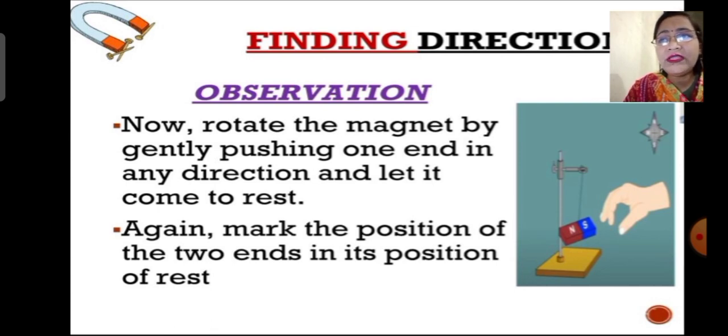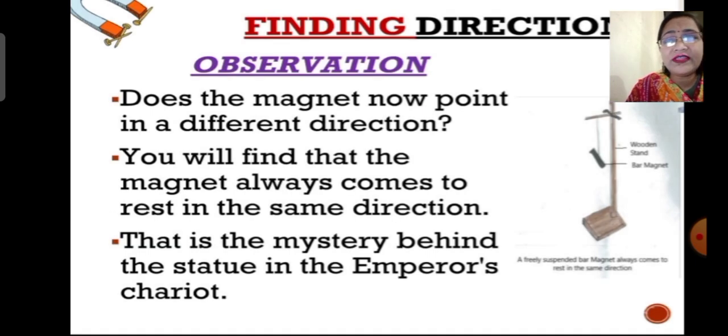Do you think, children, the magnet shows a different direction every time? No. When it comes to the rest position, it comes in the same direction. It always comes to rest in the same direction. Is it the same that happened with the statue of the Emperor's chariot? Right? It comes to the south pointing direction at rest position. That means knowingly or unknowingly the Emperor's statue in the chariot was behaving like a magnet, or it was a magnet. That statue was made of magnet.